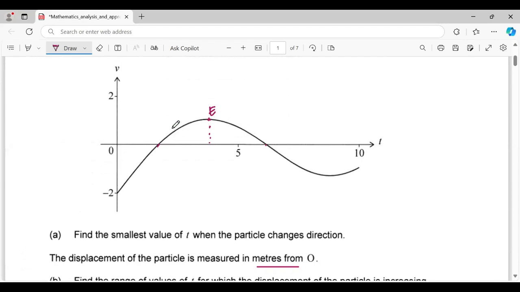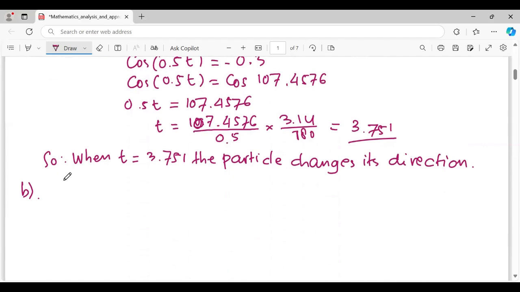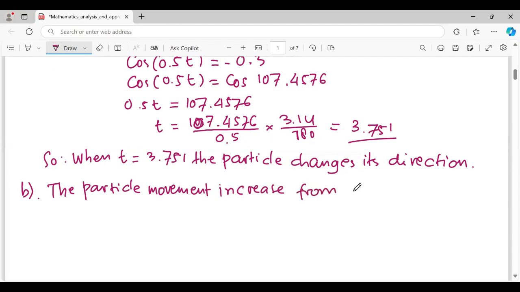Actually, the displacement is increasing from this point to this point. The particle's displacement increases in this graph from this point to the maximum. It increases from t equals 0 to t equals 3.751.